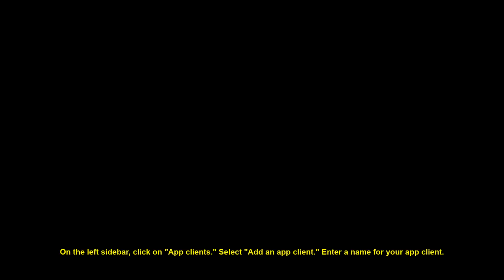On the left sidebar, click on App Clients. Select Add an App Client. Enter a name for your app client. Uncheck Generate Client Secret if using in a client application. Click Create App Client at the bottom. Take note of the App Client ID for later use.